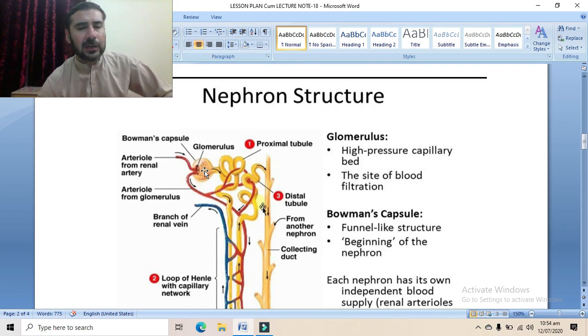The filtration will occur. The filtered blood will leave this glomerulus through an arteriole which is known as efferent arteriole, moving outward arteriole. This outward arteriole will divide further to form capillaries which are known as peritubular capillaries. These peritubular capillaries are formed around the proximal tubule. This is the proximal tubule, this yellow one, and these red are the peritubular capillaries. They will also wrap around the distal tubule, and remember this whole region, this upper region, is the cortex region.